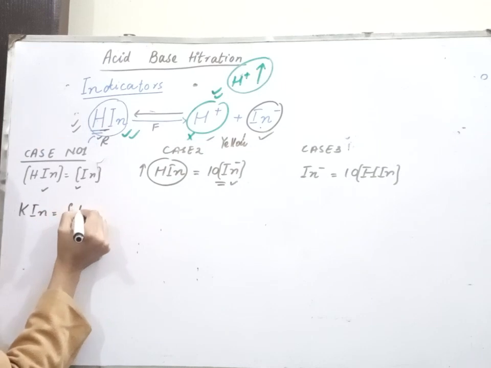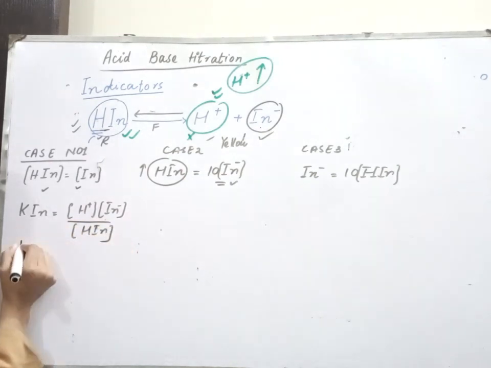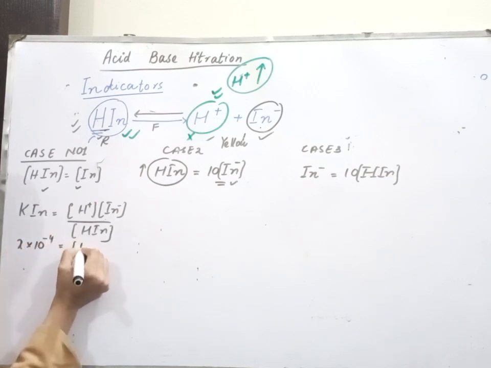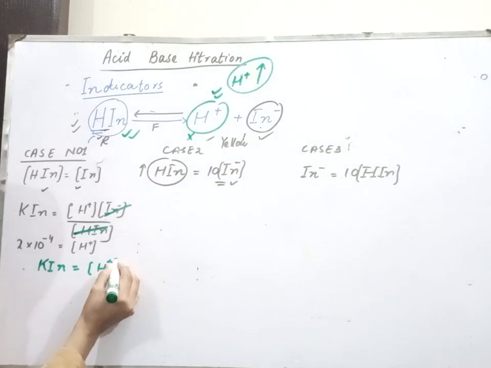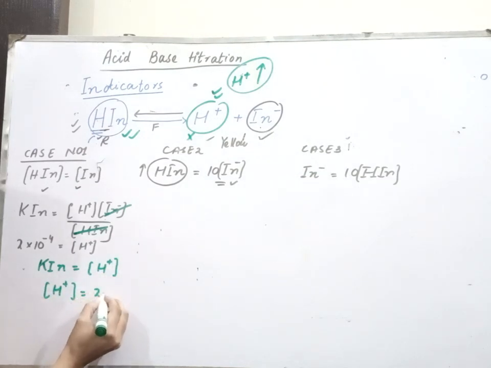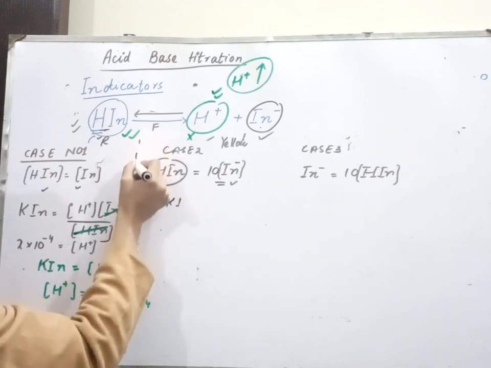We will discuss this here in detail. Kin of the above reaction will equal H positive, In negative, over HIn. As I have told you, Kin for this equation is 2 times 10 to the power minus 4. HIn and In are equal in concentration, so they cancel out the effects. And Kin will equal H positive. The concentration of H positive will equal 2 times 10 to the power minus 4. If you take the negative log of 2 times 10 to the power minus 4, the answer will be 3.70 pH. This is the first case. Here there is nothing greater; both concentrations of HIn and In are equal. Now HIn is larger in concentration. This is the second case.